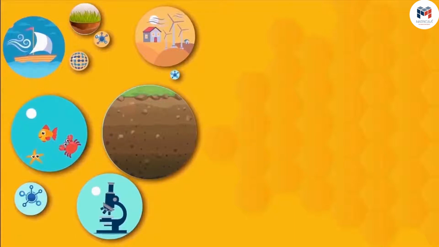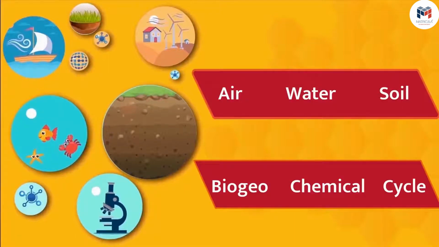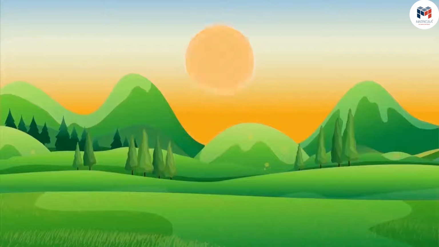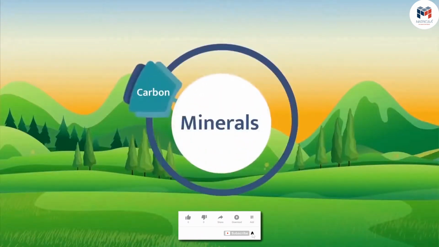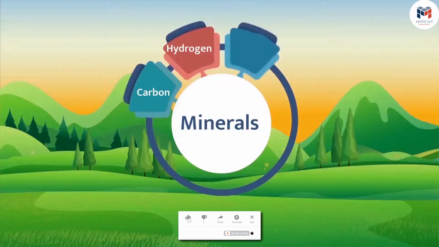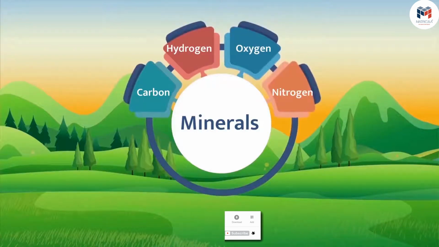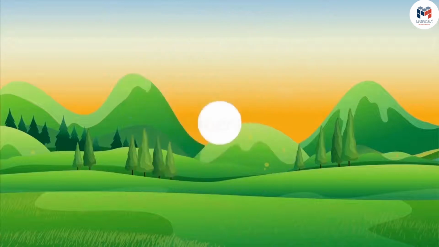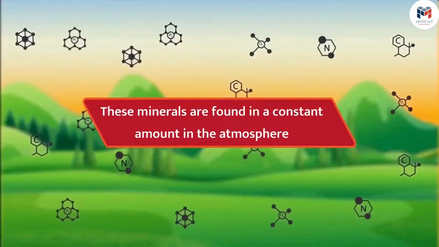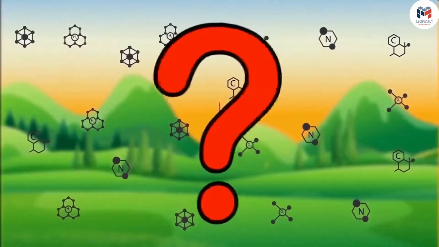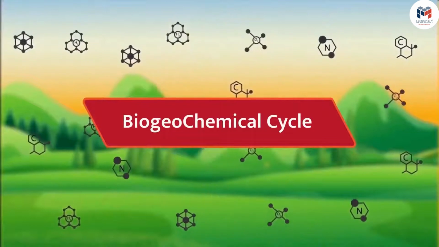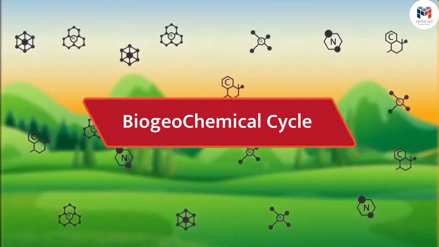In this video, let's understand about the biogeochemical cycles taking place in the air, water and soil. Friends, do you know what kind of minerals are found on the earth? Minerals such as carbon, hydrogen, oxygen, nitrogen are found on the earth. Do you know these minerals are found in a constant amount in the atmosphere? Let us see how, by the help of biogeochemical cycles.